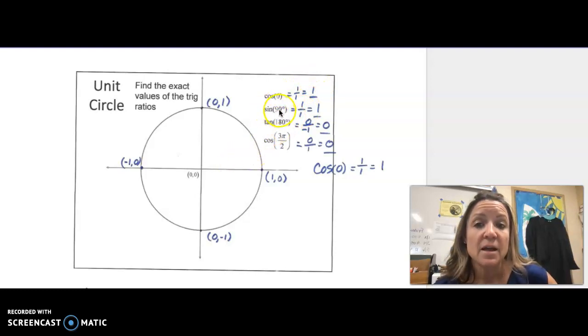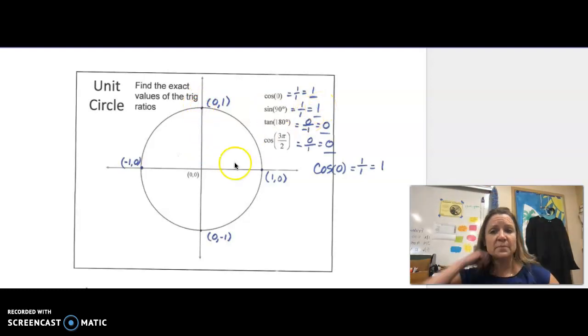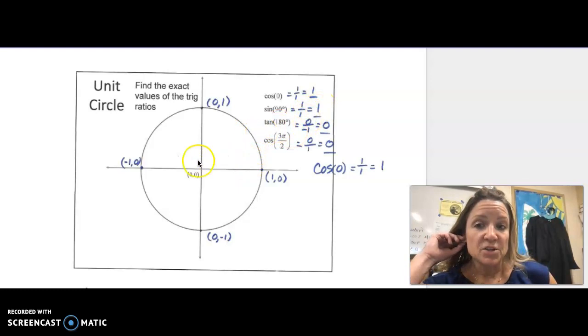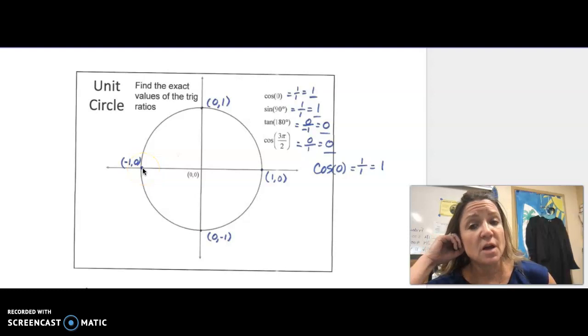Now we want the sine of 90. So 90 degrees is up here, which puts us at (0, 1). So the sine is the opposite over the hypotenuse. In that case, your sides are going to be 1 over 1, which again reduces to 1. Then we want the tangent of 180, which is over here. The tangent is opposite over adjacent, and so the value is going to be 0 over the -1, which, believe it or not, reduces to 0.